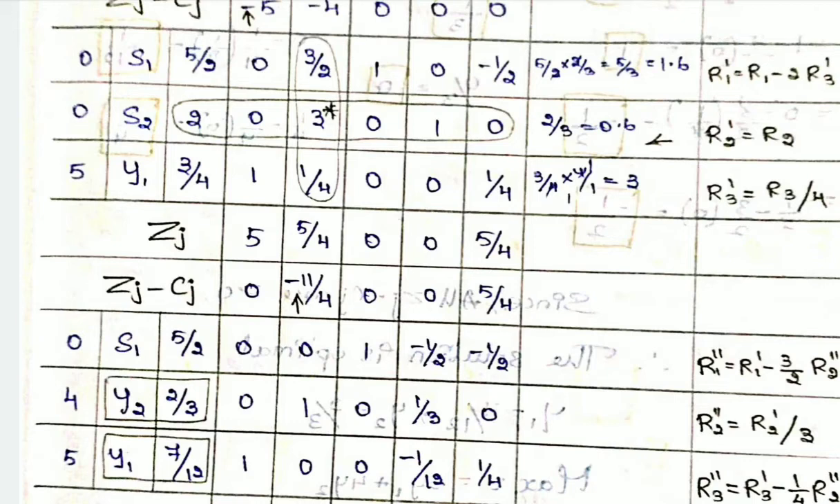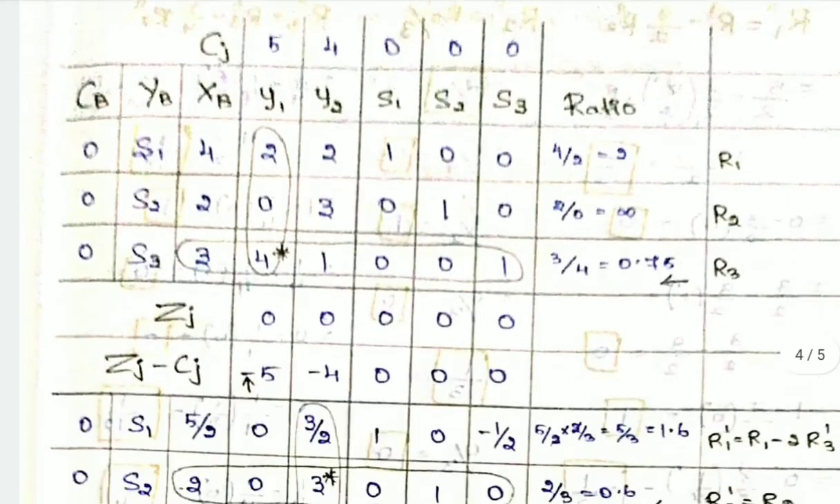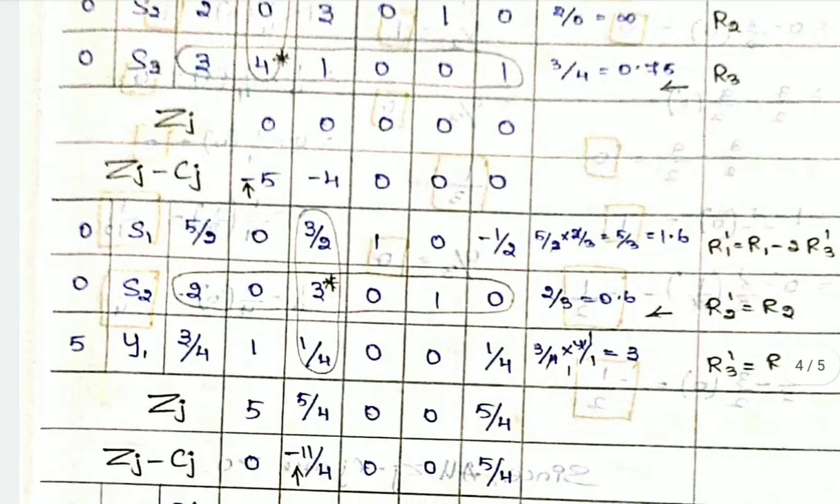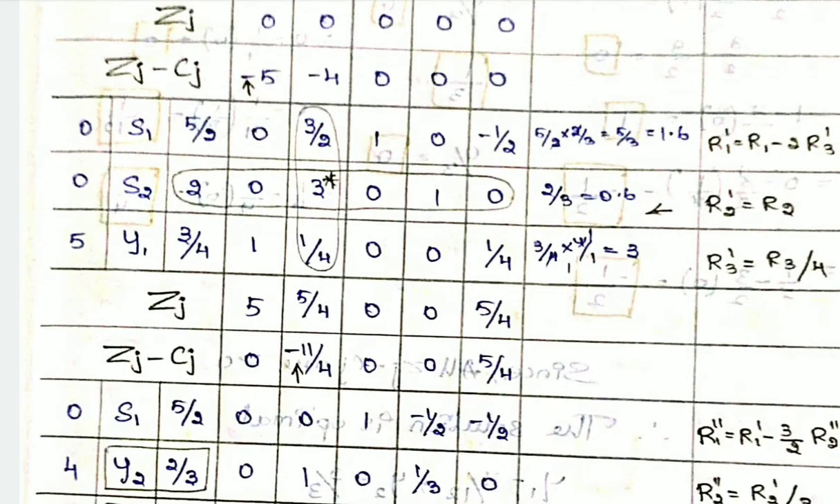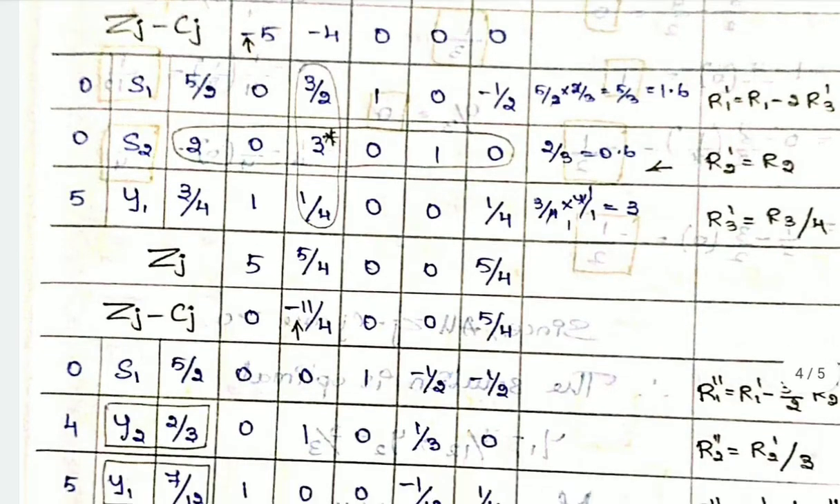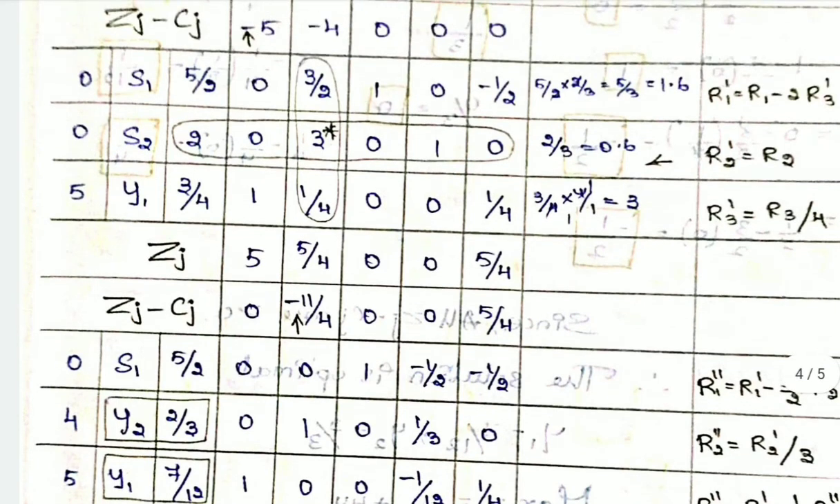Next is ZJ minus CJ. So 5 minus 5 is 0. Next 5 minus 4, minus 4. So 4 is your LCM. So here we have the denominator 4. So 5 by 4 minus 4 means 4 is the LCM, 5 minus 16. So minus 11 by 4, 0, 0, 5 by 4. So here minus 11 by 4 is the most negative. So this is your key column.